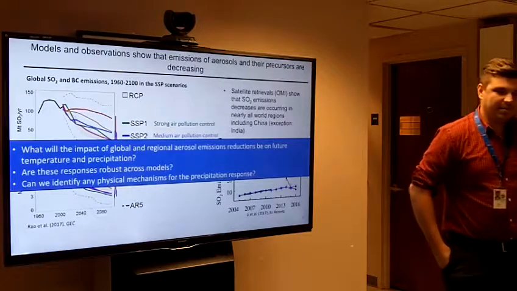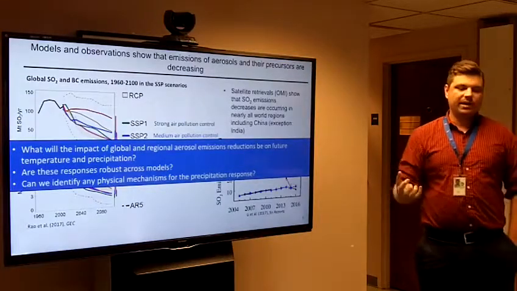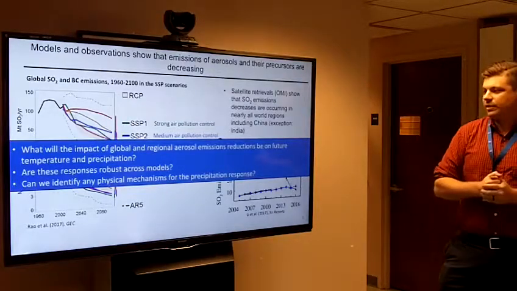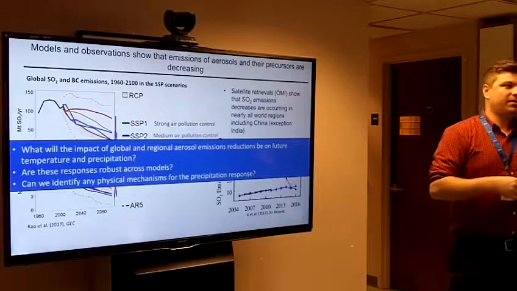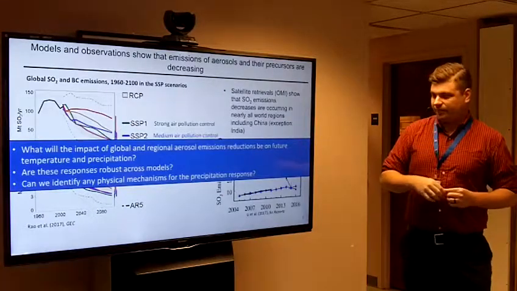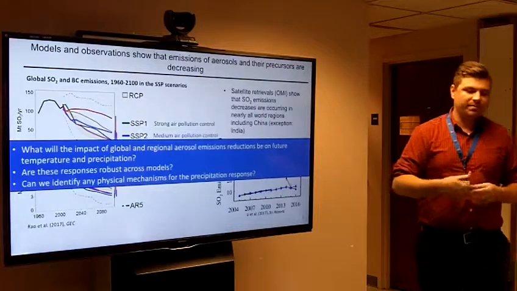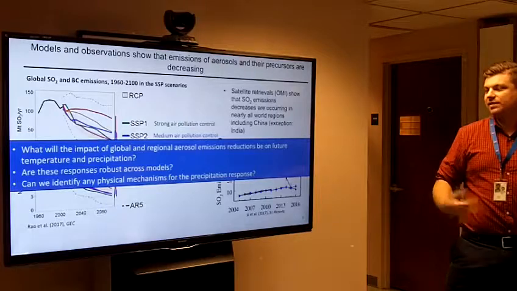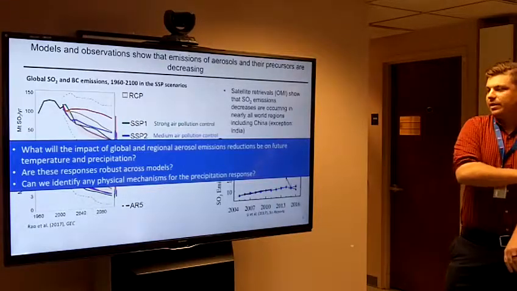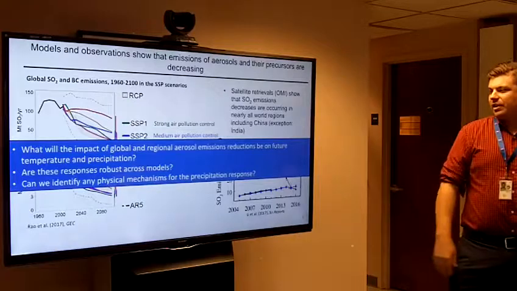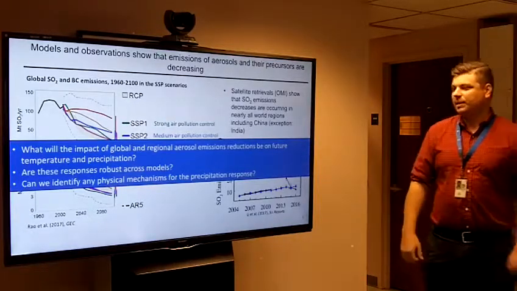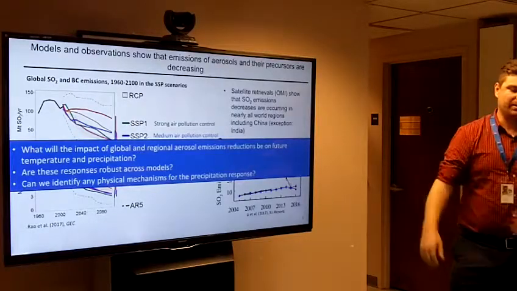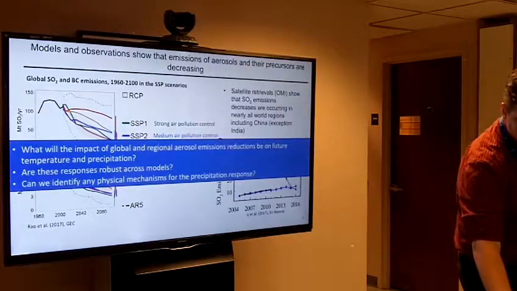So the main question that I'll be looking at is, what is the impact of both global and regional emissions reductions on future temperature and precipitation? And are these responses robust across multiple models? In the era of CMIP, we have a framework to use multiple models and assess robustness, and so that's something that I'd like to do. And then also, can we identify any of the underlying mechanisms, especially for the precipitation response? Can we understand why aerosols might be affecting precipitation a certain way? Those are my key questions.